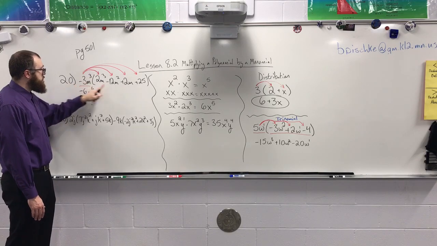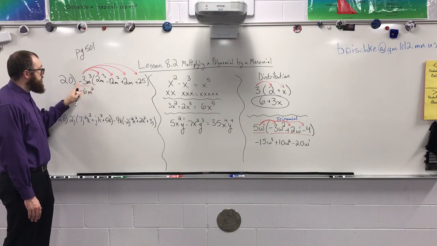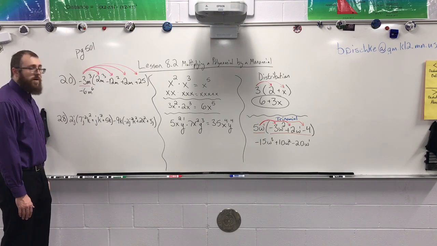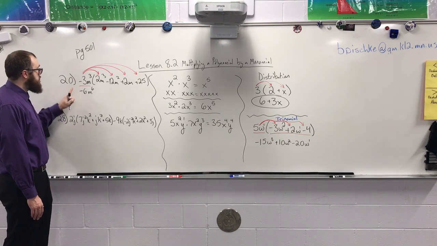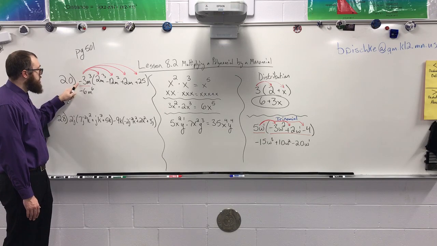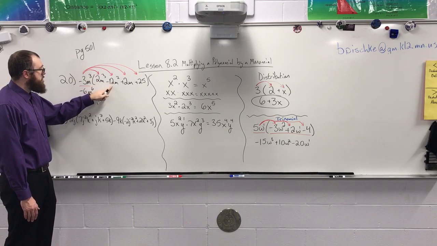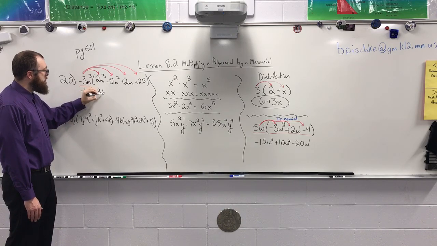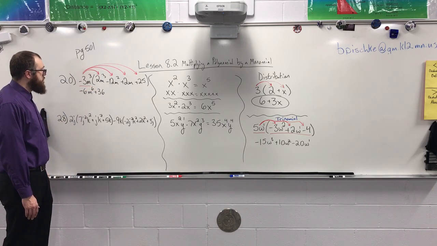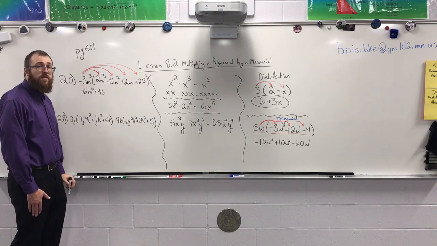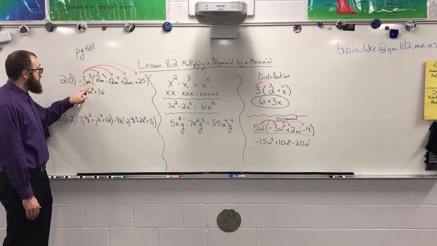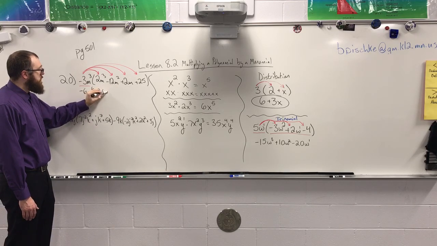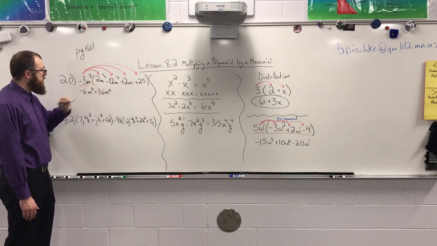Next, monomial times monomial. 3m cubed times 12m squared. Coefficient times coefficient. Negative 3 times negative 12 is positive 36. Again, when we multiply our variables, we add our powers. M cubed times m squared is m to the 5th.